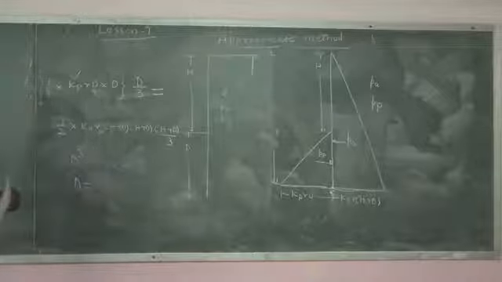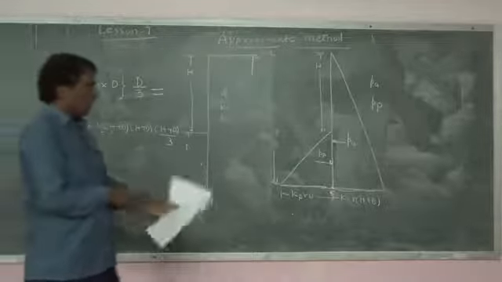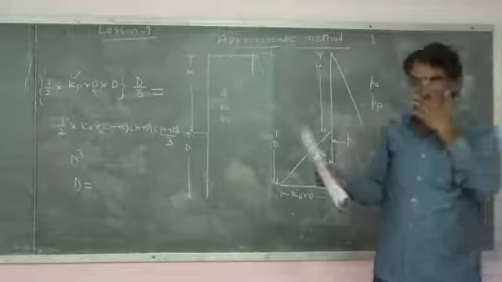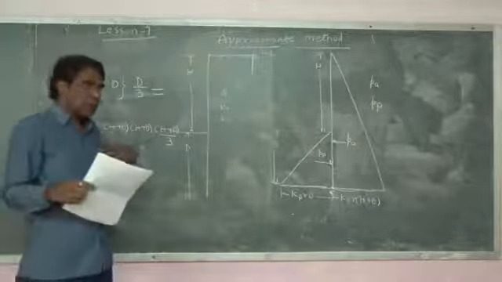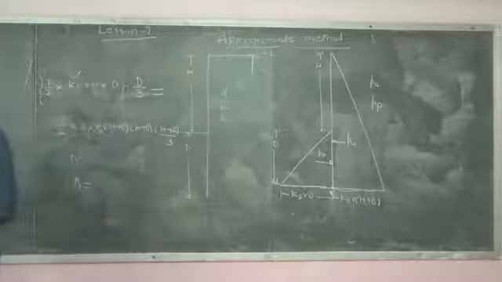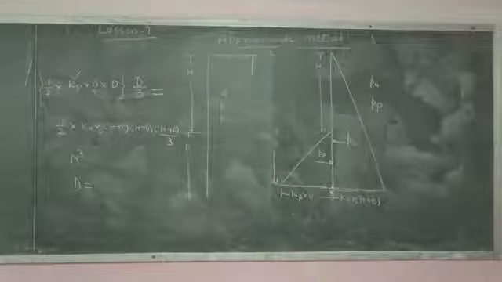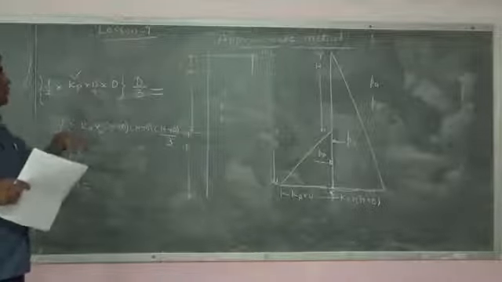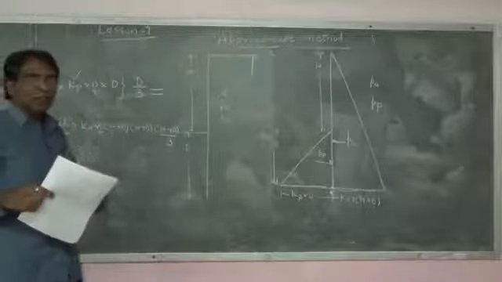For factor of safety consideration, you increase this by 20 to 40%. Sometimes you can increase by 20% if the value is more, and if the value is less, you can increase by up to 40%. So this is the procedure of the approximate method to find the value of D.